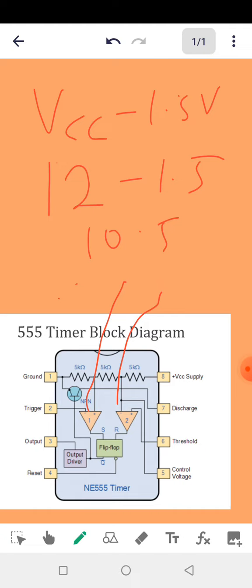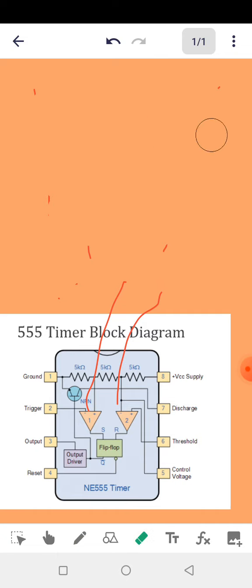Now we have the reset pin. Now the reset pin is activated also with a very low voltage. So if you give the reset pin a low voltage, say 0 volt, 0.1 volts, it will stop whatever operation the 555 timer is doing and bring it to start again. So that's what it does. For pin 4 not to reset, many times by default we take it to VCC. Just leave it at VCC.